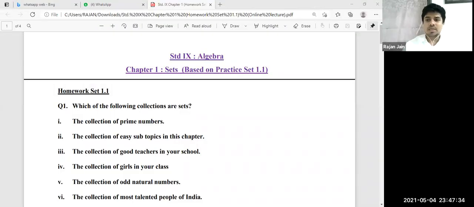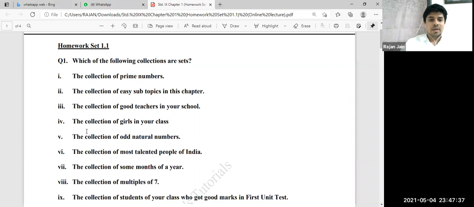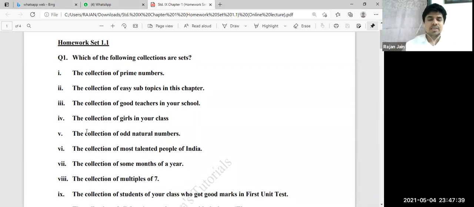So today I'm here to discuss a few extra questions on your algebra chapter number 1, practice set number 1.1. That is, I will be doing a few questions from your first chapter, sets, of algebra. Okay, chalo, let's start. I hope the screen is visible to everyone. As far as your first exercise is concerned, first I'll quickly revise a few basic concepts, and then let's go with the sums.